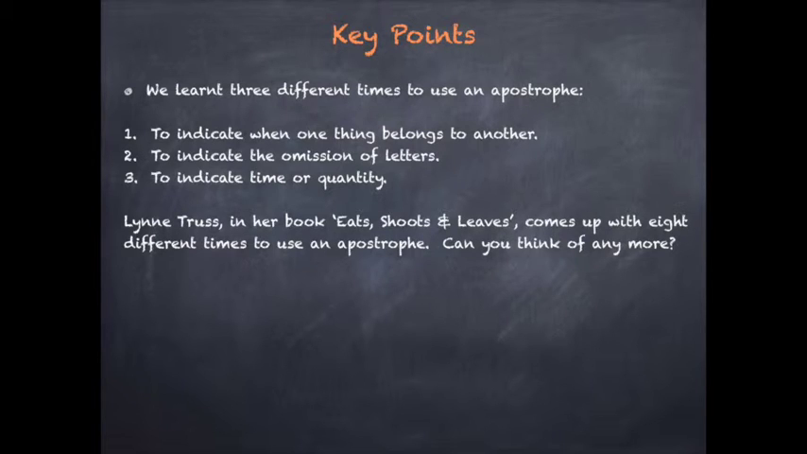Now, Lynn Truss, in her book Eats, Shoots and Leaves, comes up with 8 different times to use an apostrophe. So your challenge is to work out if you can think of any more different ways that we haven't covered in today's lesson.